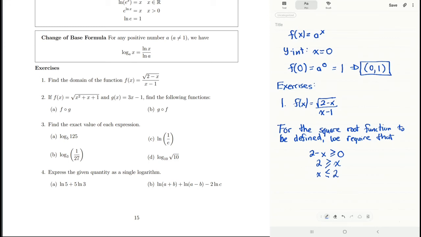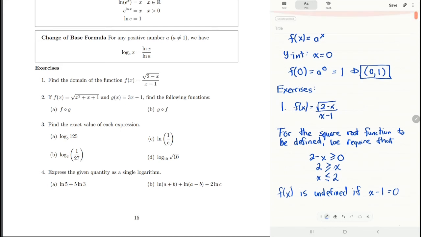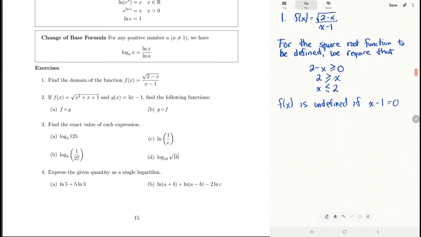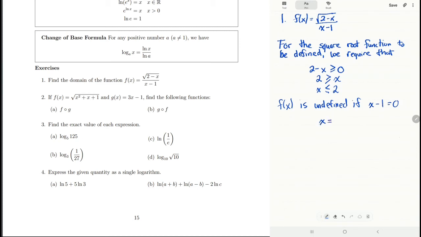And the other is that we cannot divide by 0. So f of x is undefined if the denominator, which is x minus 1, is equal to 0. So then we need to solve for the equation x minus 1 equals 0. So we have that x is equal to 1. So the function's undefined if x is equal to 1. So we need to exclude 1 from the domain.